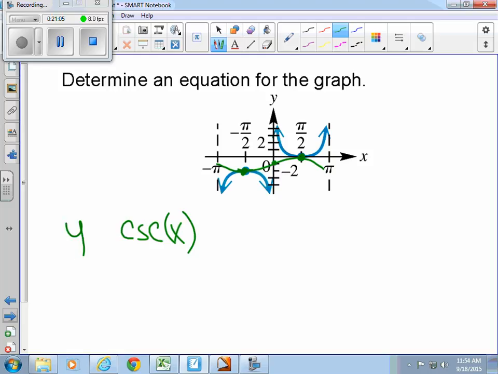So far, it's just a plain cosecant of x graph, right? What is the one transformation this graph has? It's shifted down. It looks longer, but since the period's 2 pi, it must not be. Any questions about that?